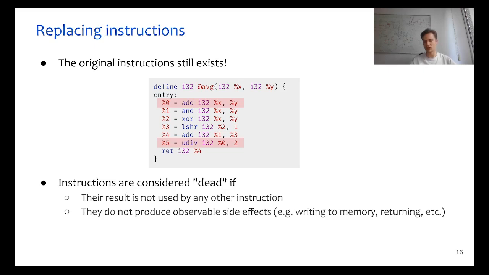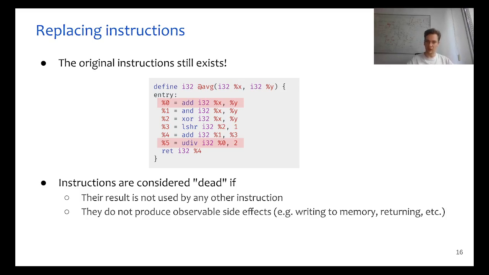A dead instruction is basically just an instruction whose results are not used anywhere else, and it doesn't have side effects. So loads and stores would be memory accesses, those have side effects. A division doesn't have side effects. So in this case, this division is dead, right? Which means you can safely remove it.